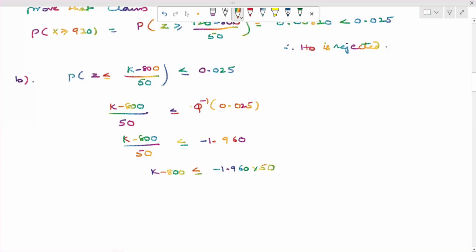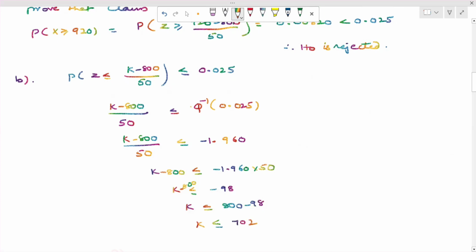If you simplify that, what will you be getting over here? 1.960 into 50 is nothing but 98. So K minus 800 is less than or equal to minus 98. So K is less than or equal to 800 minus 98. It's nothing but K is less than or equal to 702.